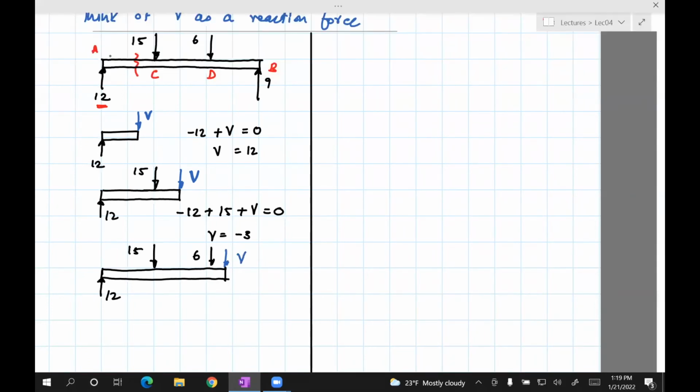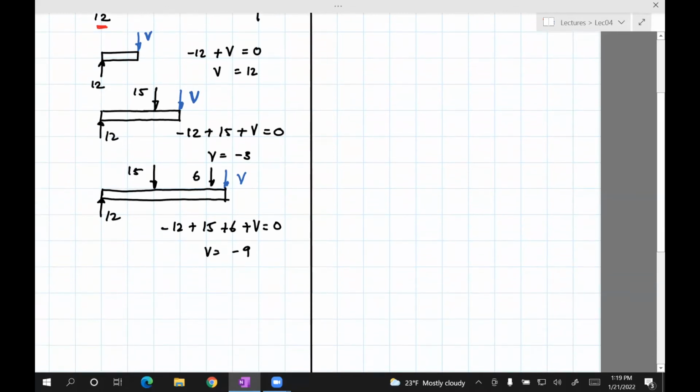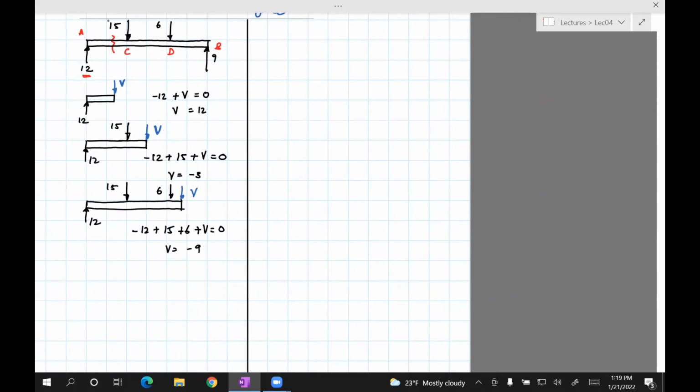Let's write the equation of equilibrium, which is minus 12 plus 15 plus 6 plus V equals 0. And then solving for V, we should get, well, it's 21 minus 12, which is 9, but you take it on the other side, so it should be minus 9. Okay, so with all that information, we are now in a position to draw the shear force diagram. So let's draw.